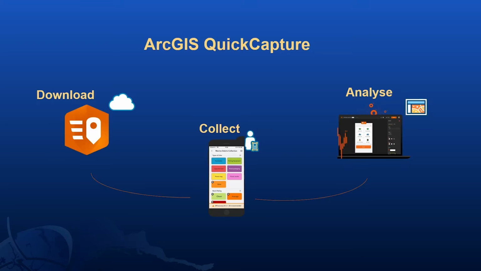The second part of our workflow is the data collection. So we will download the app and take our app into the field, collect our data, and lastly then we're going to analyze the data that we found. So without further ado, we will head over to the ArcGIS QuickCapture website and just have a look at the different resources available on there.